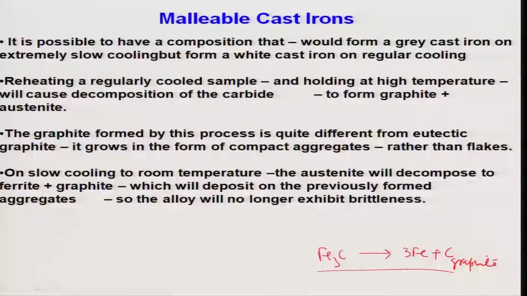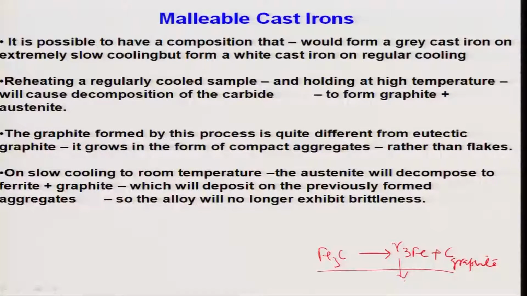Fe3C, which is a metastable phase, gets converted into Fe plus graphite. Now, at 850 degree Celsius, this Fe will be gamma iron, and then if you cool it down, this Fe will be converted into either pearlite or ferrite, depending on the carbon concentration. So, the graphite formed by this process is a solid state process, right. We are not cooling it from liquid, we are taking the white iron and heating it up to 850 degree Celsius. So, this is a solid state process.